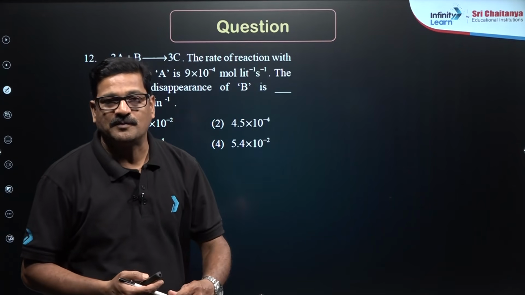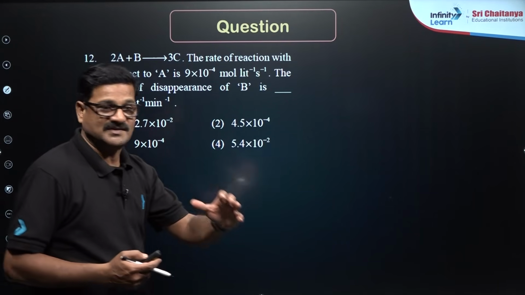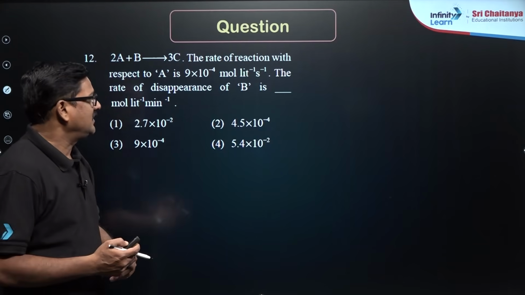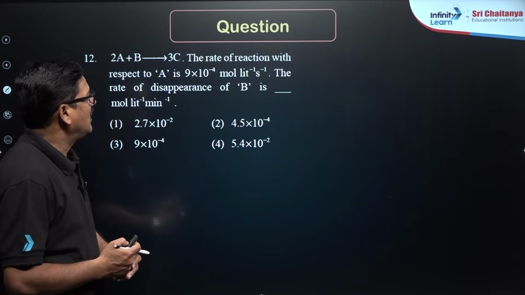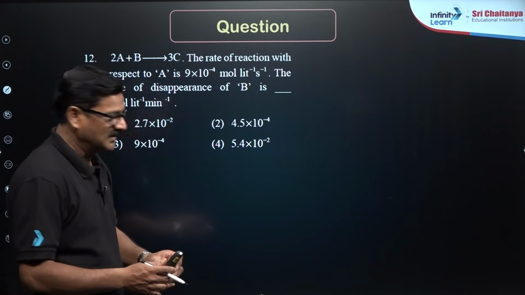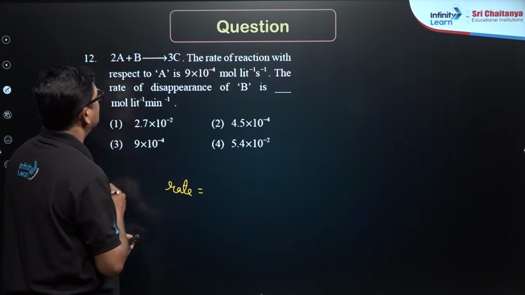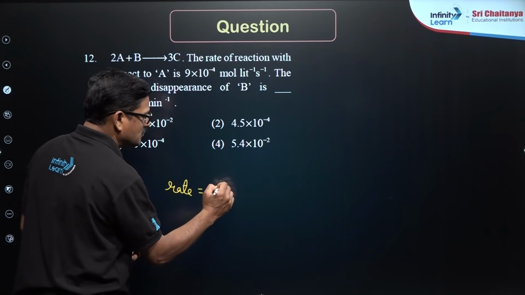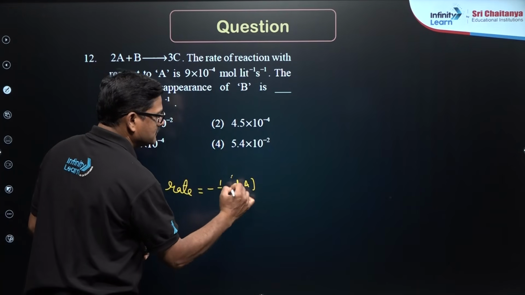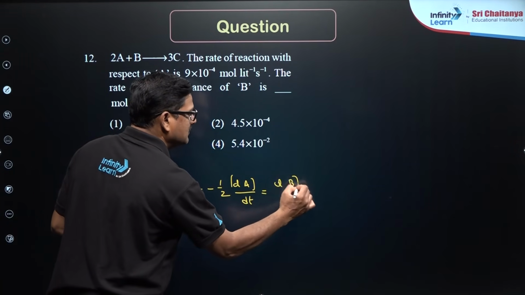Students, this question is from chemical kinetics. It is given as 2A plus B gives 3C, and the rate of reaction with respect to A is 9 into 10 raised to negative 4 mol liter inverse second inverse. The rate of disappearance of B is asked. So, we can write the rate is equal to minus 1 by 2 dA by dt is equal to minus dB by dt.